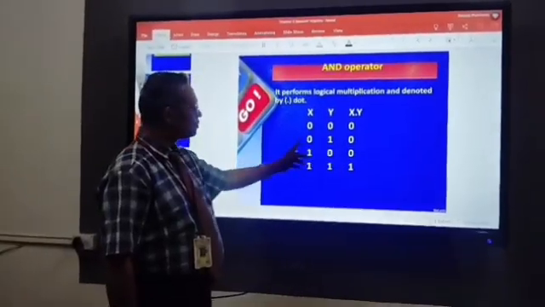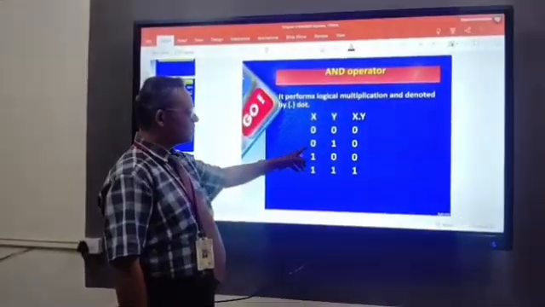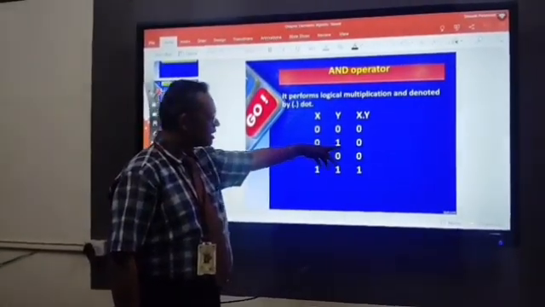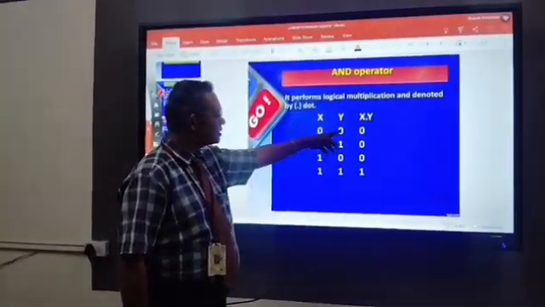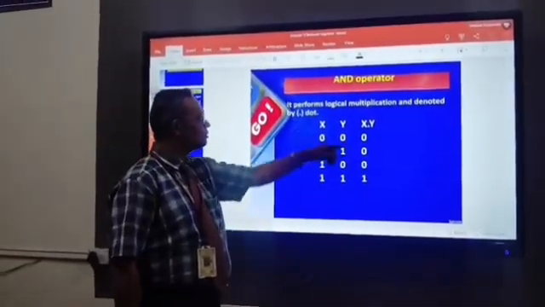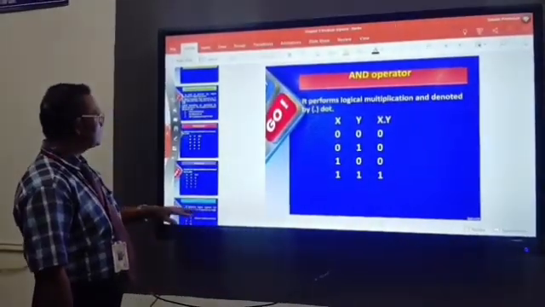There are only two possibilities for each input, either 0 or 1. If the two inputs are different, you will have 0 as the output. If 0, 0 is there, 0 will come. If 1, 1 is there, 1 will come. So this is about the overall operation of the AND operator as expected per Boolean algebra.